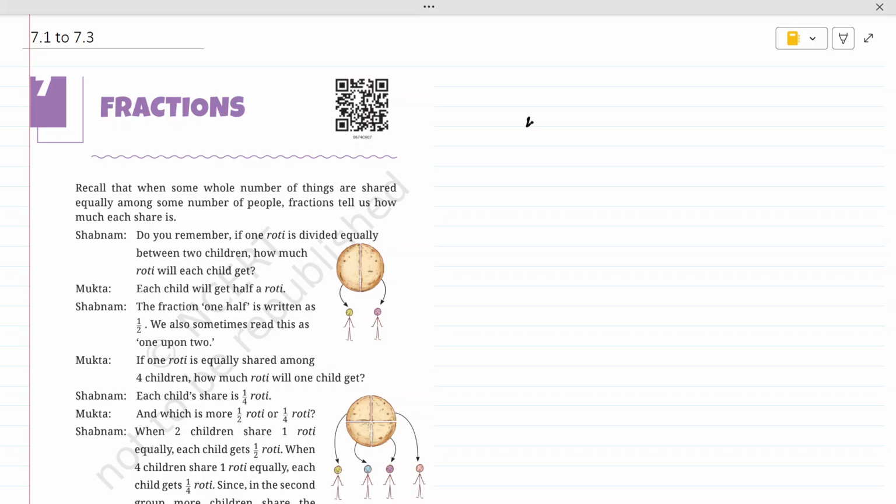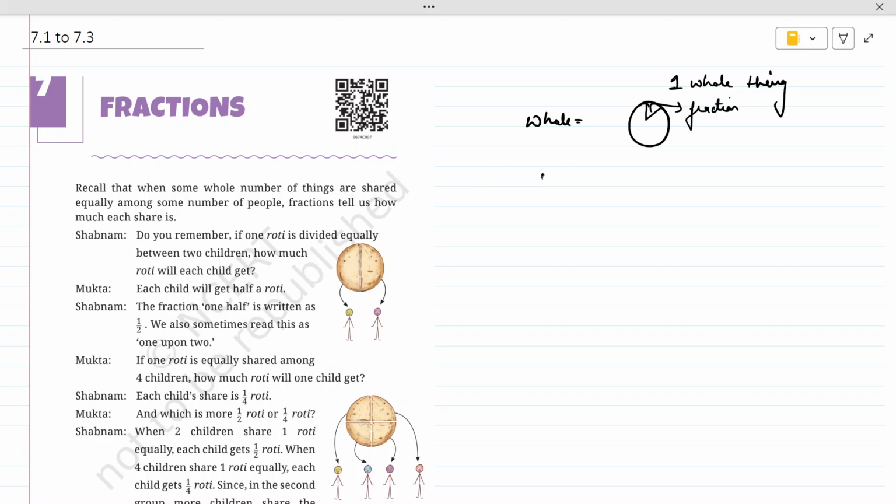That is, we have a whole object. Let's say we have a circle here. This is one whole object, or you can say one whole thing. Any part of this whole circle is called a fraction. I'm taking the example of a circle here, but it can be any shape, it can be anything. So basically a fraction is a part of a whole, a part of a complete thing.